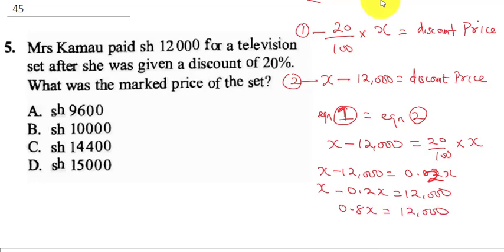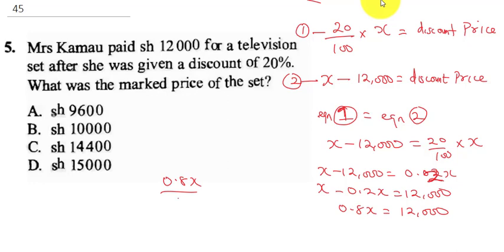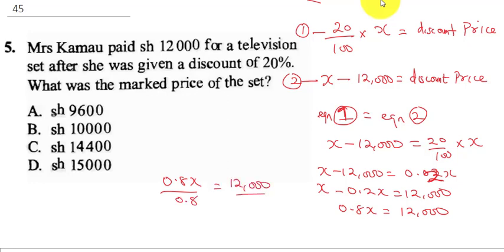Now from here, we can divide both sides by 0.8. So that would be 0.8x over 0.8 will be 12,000 divided by 0.8. So this will cancel out. x is equal to 12 divided by 0.8, which is going to give us what? 15,000.